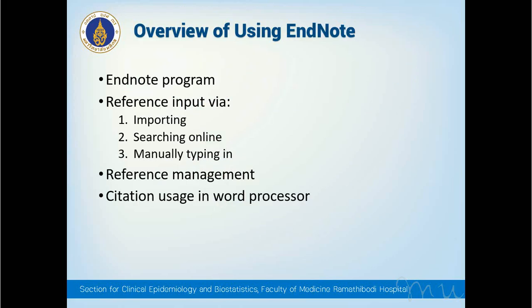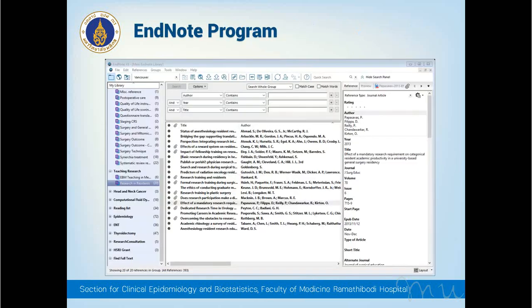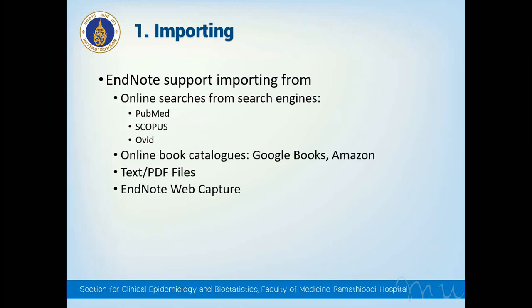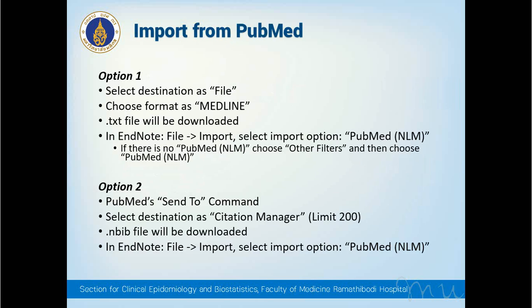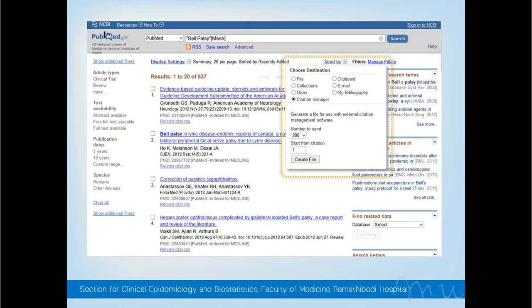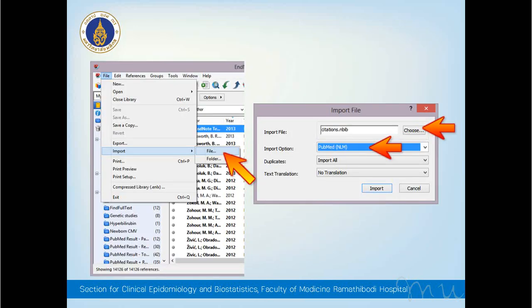I would like to skip this one, just to remind you that you can import from Scopus, PubMed, and so on that you use already. EndNote Web Capture is another option that you can use. This is just to remind you how you can import from PubMed, and you need to manually import it if you have a result of more than 200. You use the export as the other format, and you use the menu Import here to import the file. Don't forget to select the option as PubMed here.